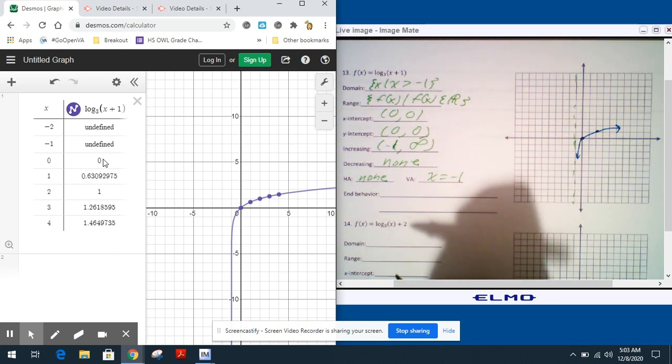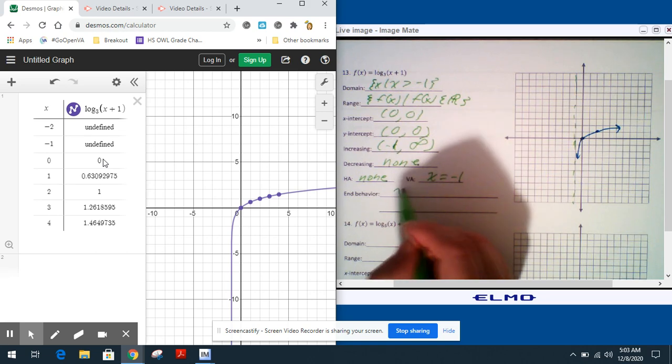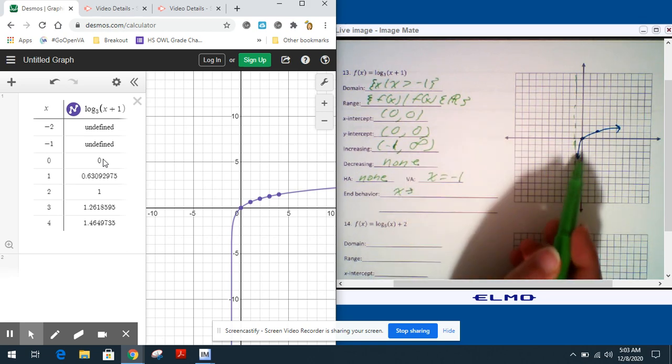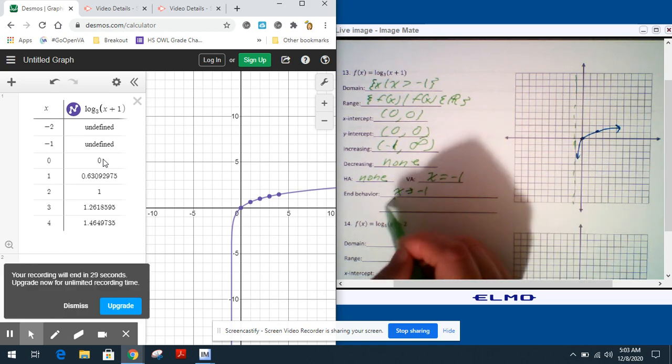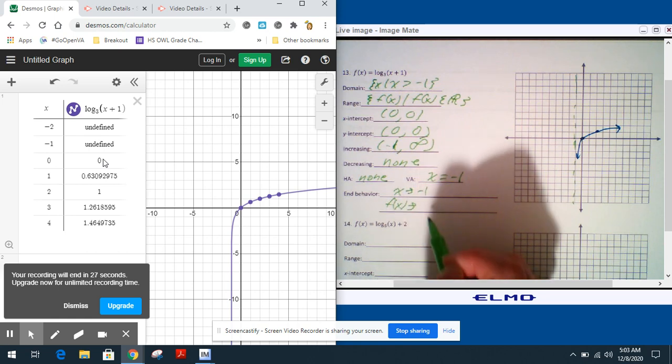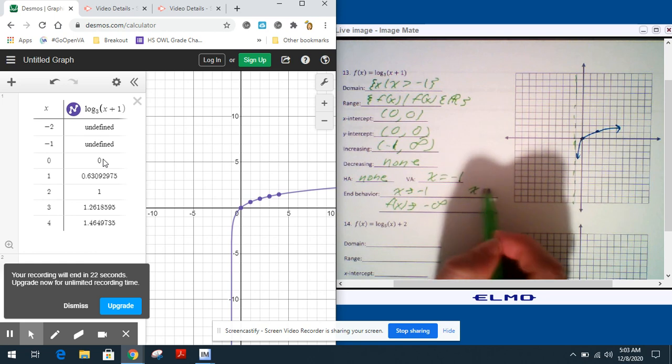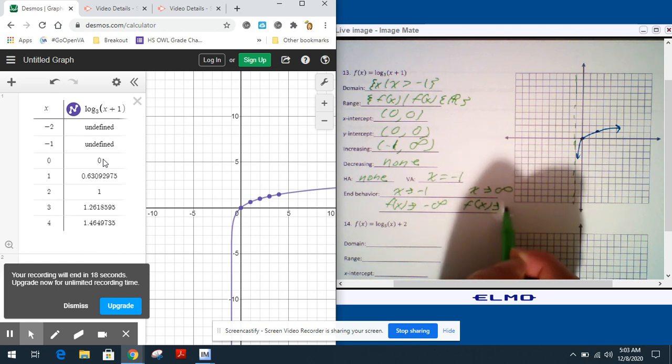My end behavior: as x approaches, my left arrow is getting closer to negative 1. F of x is going to approach negative infinity because I'm going down. And for the right arrow, as x approaches positive infinity, if I'm going right, f of x approaches positive infinity because I'm going up.